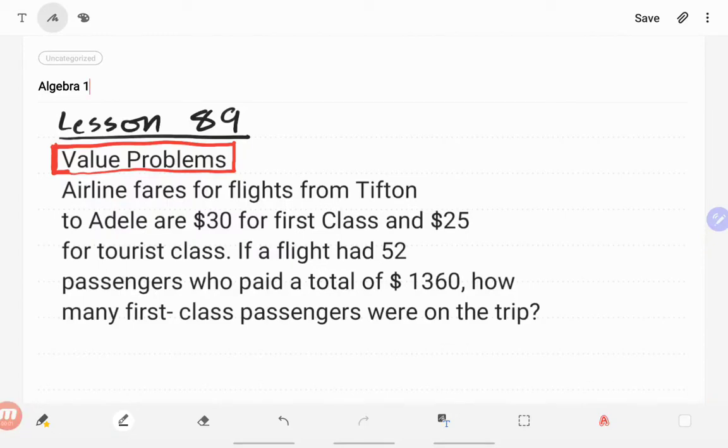We're talking about lesson 89 today. These are value problems. Another way to think about these is to treat them a lot like a coin problem. This is basically just a coin problem, but instead of dealing with nickels, quarters, dimes, pennies, etc., we're talking about anything that could have value.